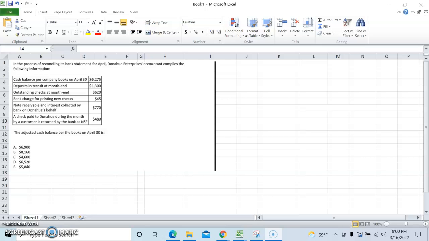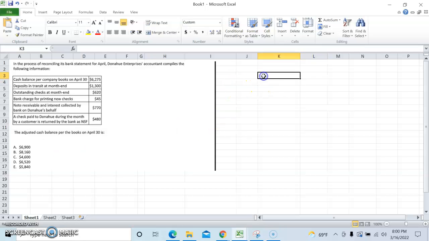So this is a bank reconciliation problem. The way I always tackle bank reconciliations is you have to figure out where the information is already at. If it's already on the bank side, then the adjustment is going to be on the book side. If it's already on the book side, the adjustment is going to be on the bank side. So hopefully this will make sense in just a minute. We're trying to find the adjusted cash balance per the books on April 30th. So we're just looking for the adjusted side on the books, not the adjusted side on the bank.